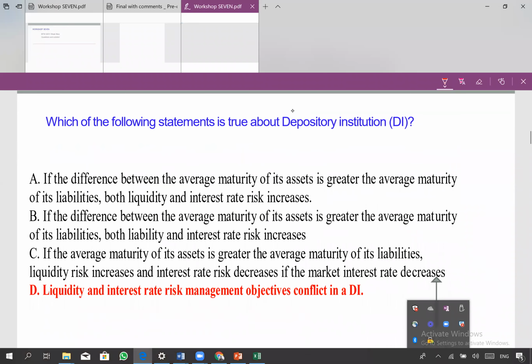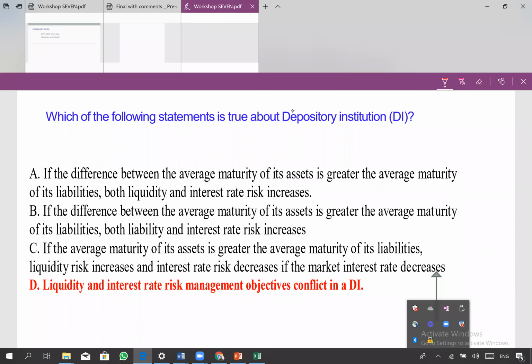Okay. Which of the following statements is true about depository institutions? This is just a theory question. This is the difference between maturity, because one of the questions in the tutorial is talking about maturity and liquidity, and we say when there is a difference between the maturity of the assets minus maturity of liabilities, then in this case we expect liquidity problems.